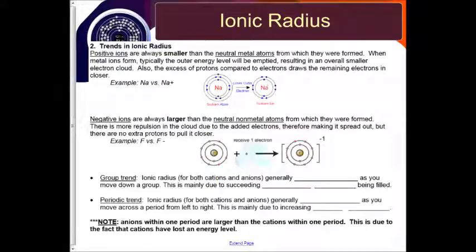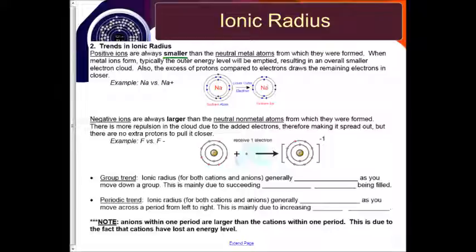Now, ionic radius is similar. Positive ions are always smaller than the neutral metal atoms from which they are formed. When metal ions form, typically the outer energy level will be emptied, like we learned earlier. The metals typically don't have enough electrons to try to get to the next level, so they will lose that outer level. This will shrink them slightly, as you can see here with sodium.